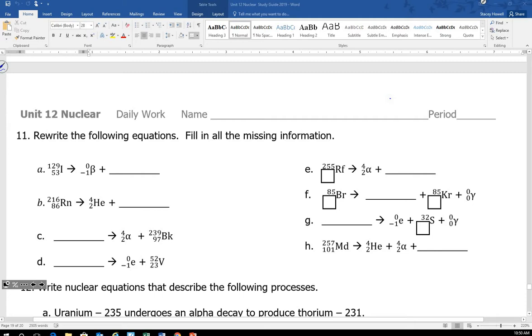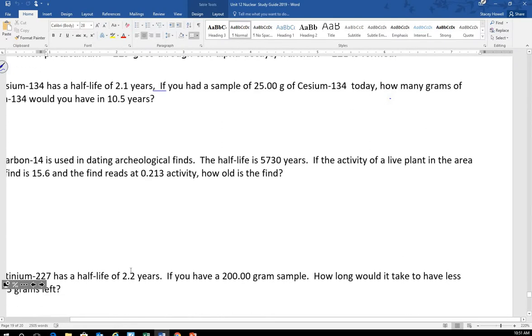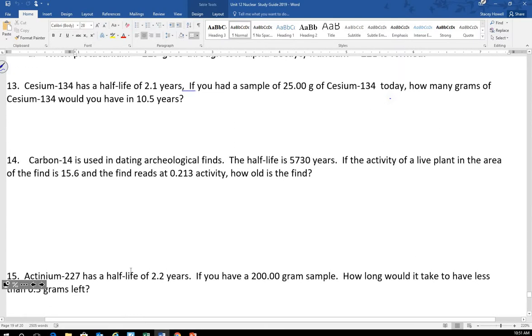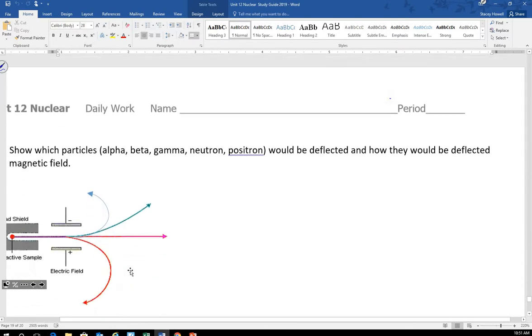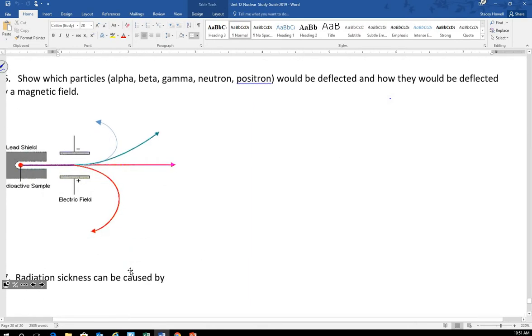Okay, if you look at the daily work, it should be fairly straightforward. You're just plugging in numbers for equations. You're writing equations for me. You're talking about half-lives. We've done half-lives. You're telling me what particle you think would be which one. Okay, alpha, beta, gamma, positron.